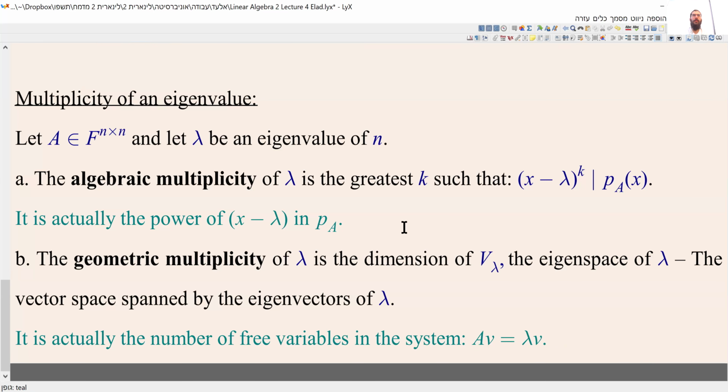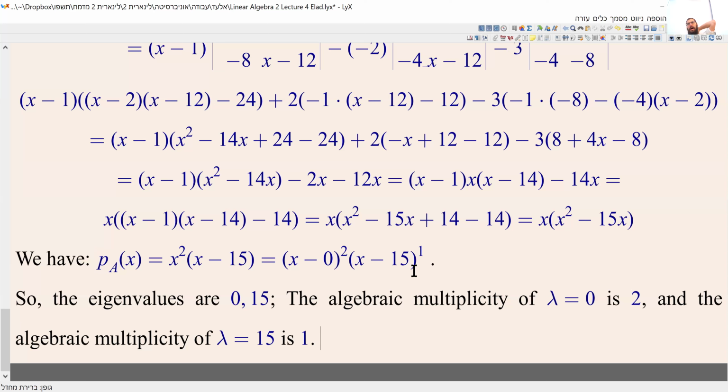Now, considering the formal definition, what is the greatest power of x minus 0 that divides the characteristic polynomial?